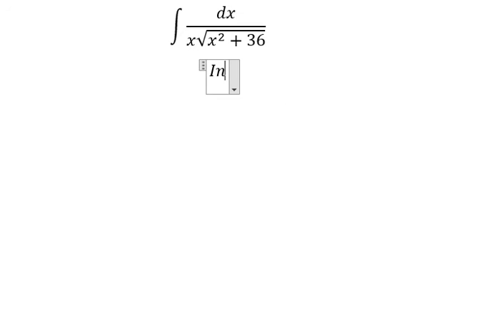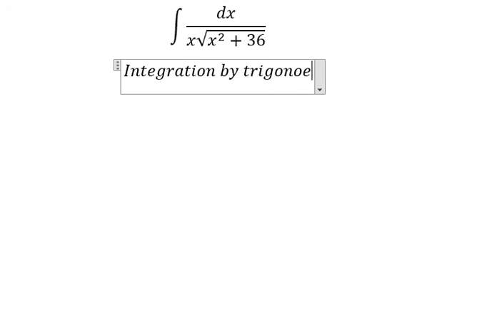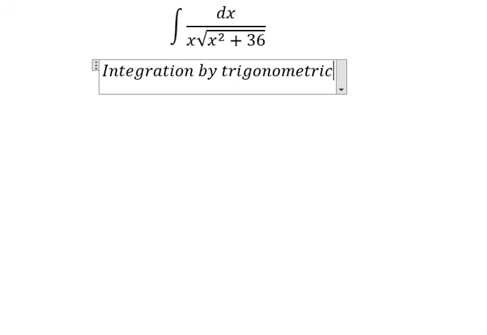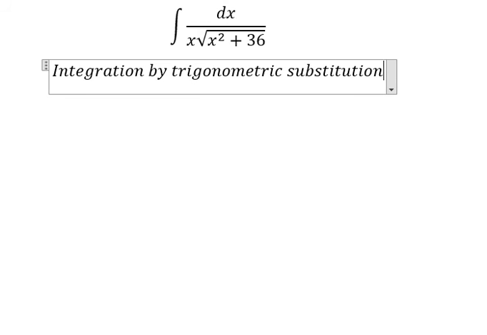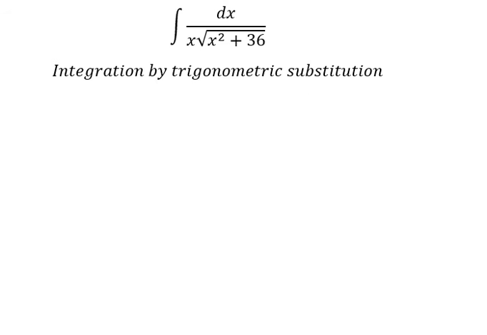We need to use integration by trigonometric substitution. So I will put s equals 6 tan t. Because if I put this one going here, you get 36 tan t squared.